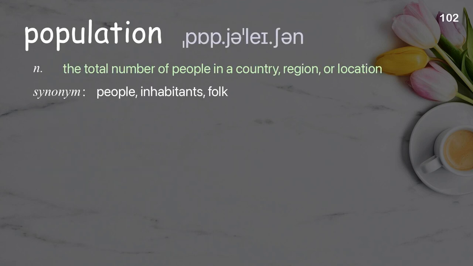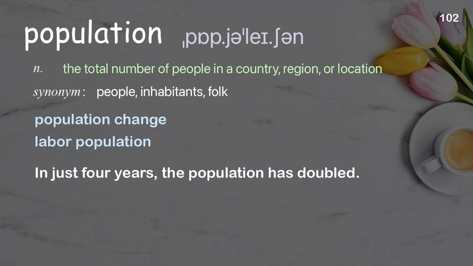Population. The total number of people in a country, region, or location. Examples. Population change. Labor population. In just 4 years, the population has doubled.